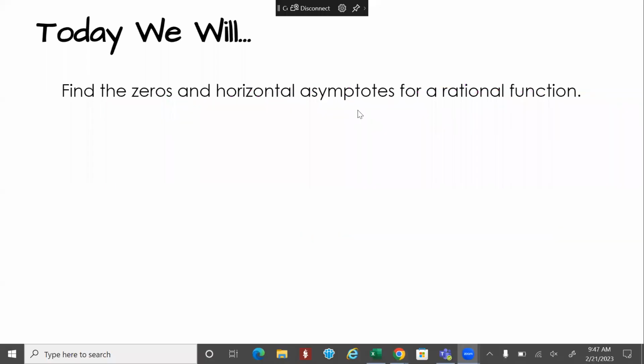I fill this paper, horizontal asymptotes and zeros.